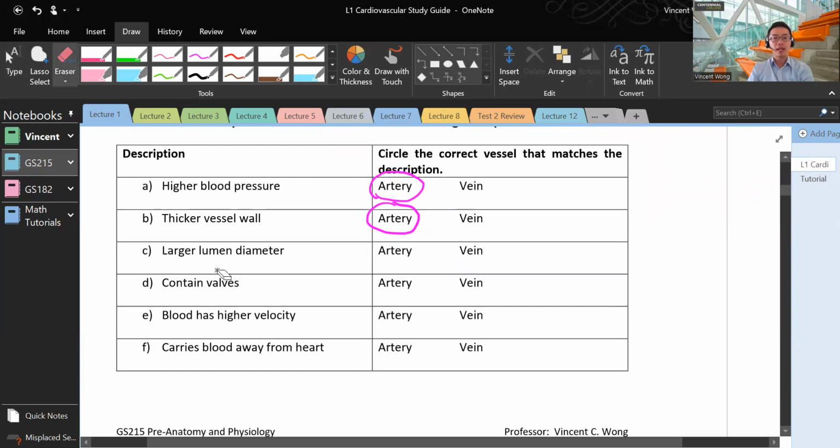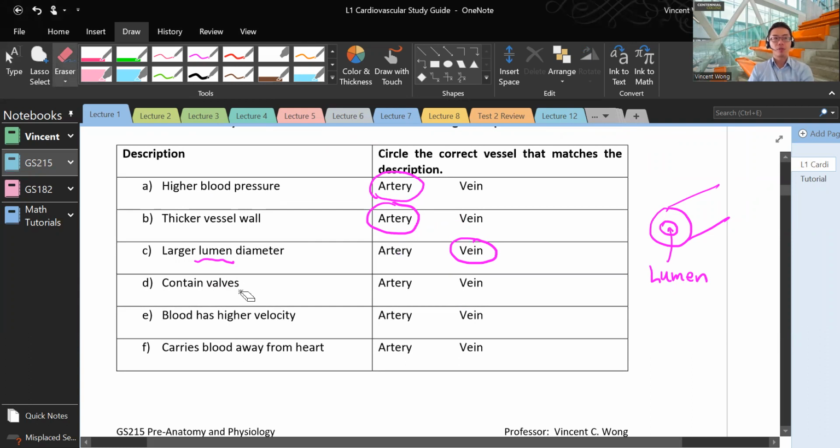Larger lumen diameter. Lumen just means the inside of the blood vessel. Okay, so if you think of the blood vessel like this, the inside right here, that's called the lumen. This is a fancy word for the inside. So which one has the larger lumen? Adriana said veins. That is correct. The veins are much bigger in diameter compared to the arteries.